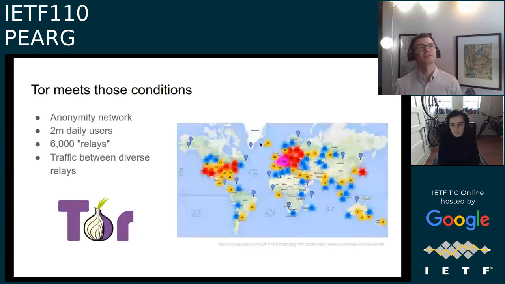And so our observation is that Tor meets several of those conditions. So Tor is an anonymity network. It's got 2 million daily users. And importantly for our purposes, it has about 6,000 what they call relays, which are nodes in the Tor network. And further, traffic in the Tor network needs to travel between most pairs of those relays. That is, pick any two, no matter how far away in the world they probably are, or many of them are going to need to talk to each other at some point, and they're not choosing which ones talk to each other based on who's near each other in the network.